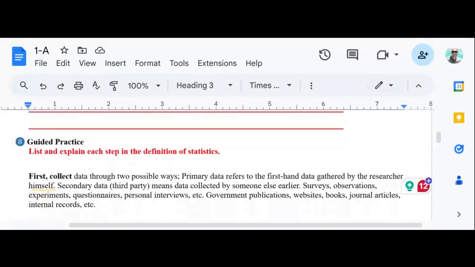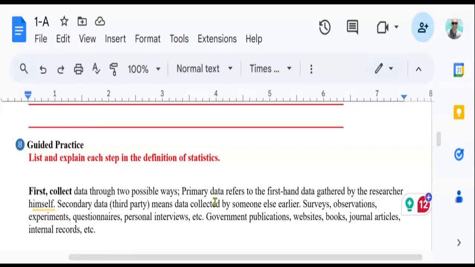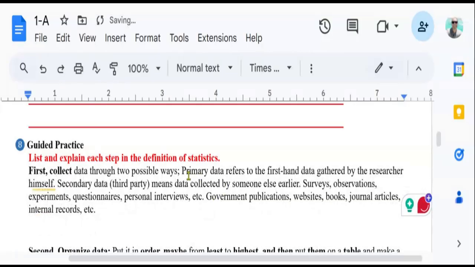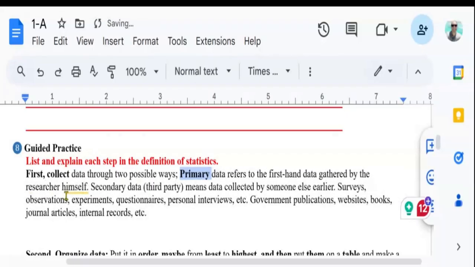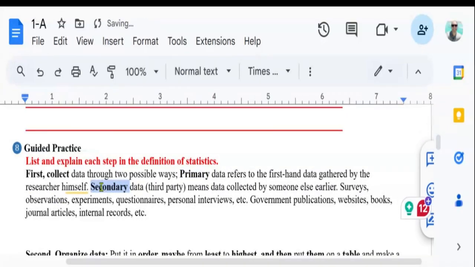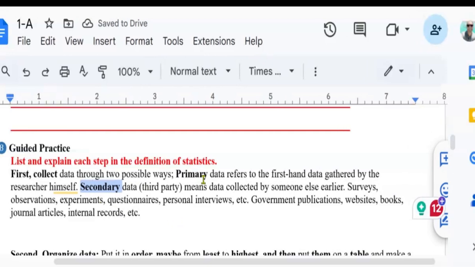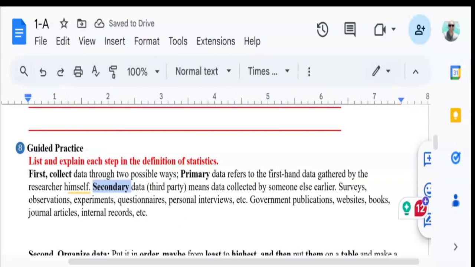Now, explain the steps in the definition of statistics. The first is to do what? To collect data. How can I collect data? We have two ways to collect data: either primary data or secondary data. So the first type is primary. The second type is what? Secondary. Primary means you yourself collect the data.